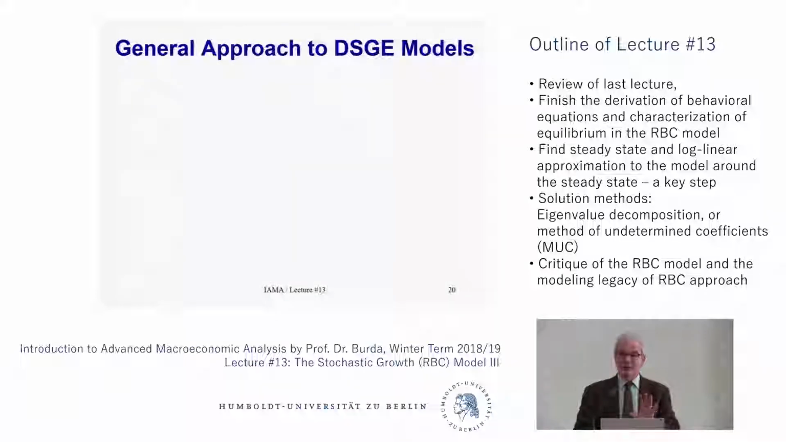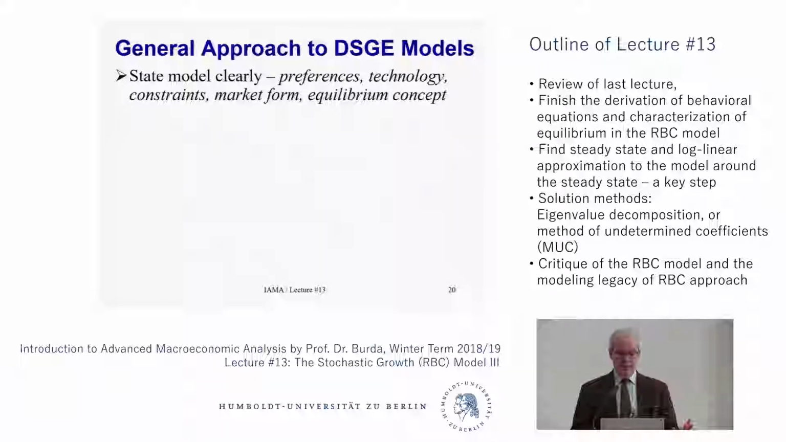So this implies a general approach to doing this DSGE business. We call this dynamic stochastic general equilibrium. That's what DSGE stands for. Usually it's applied to the new Keynesian models, but it's also a characterization of what we just did. I'm going to write this down for you. State the model clearly. What are the preferences of your agents? Are they maximizing? What's the technology they're using? What are the technologies that the firms are using? What are the constraints? You can't do anything you want. What's the market form? We have competition. Do we have monopsony? Do we have monopoly? What is the equilibrium?